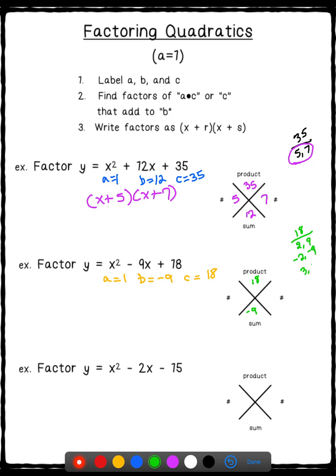We know 3 and 6 will do it. We also know that negative 3 and negative 6 will do it. And that's all I can think of at the moment. So which two are going to give us a sum of negative 9? Looks like the last one here. So we write negative 3, negative 6, and we write our factors: x minus 3, x minus 6.